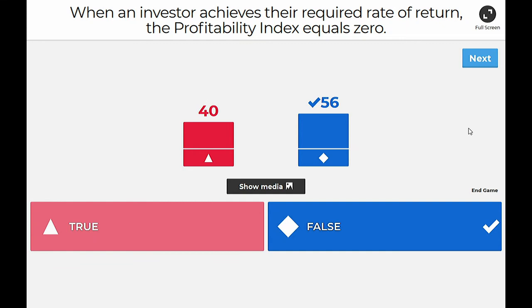So profitability index, it's a ratio. It's a ratio of everything the project generates, the present value of all of the cash flows it generates, to what you have invested in it. So it cannot be 0. It can be greater than 1. It can be less than 1. But it cannot be 0.